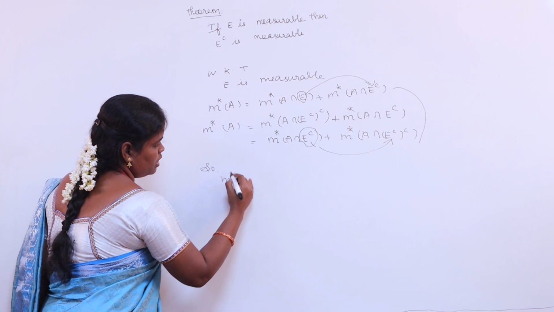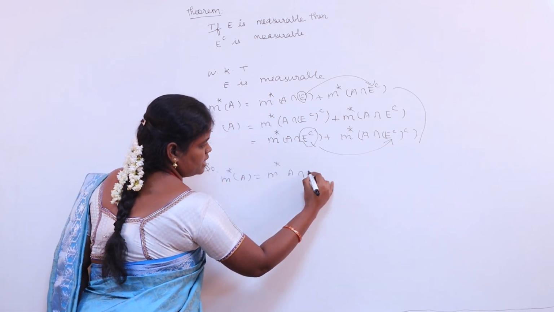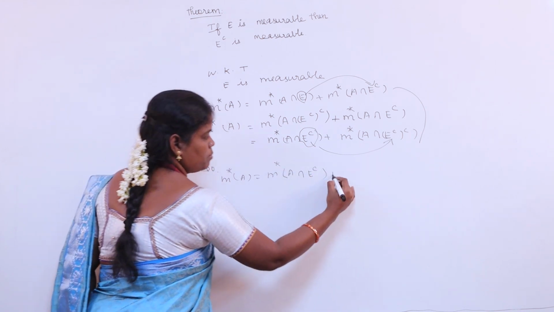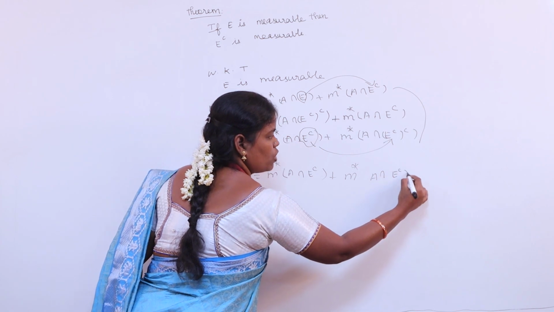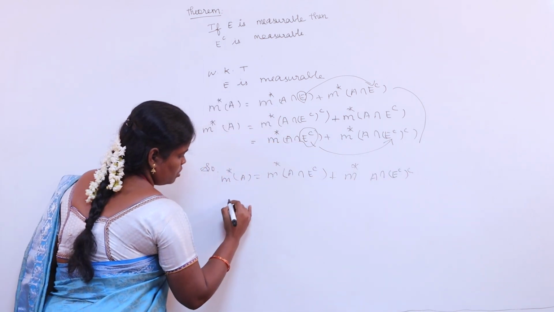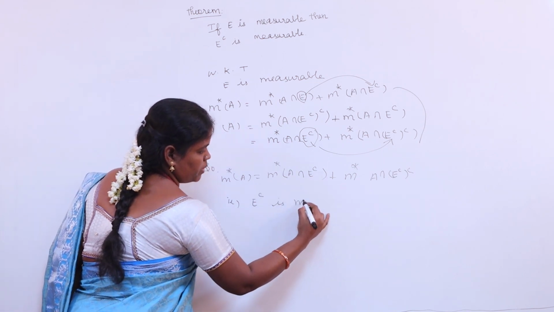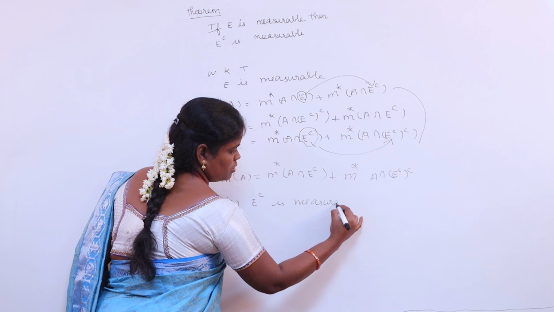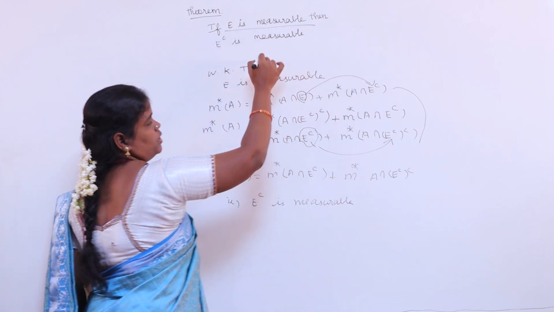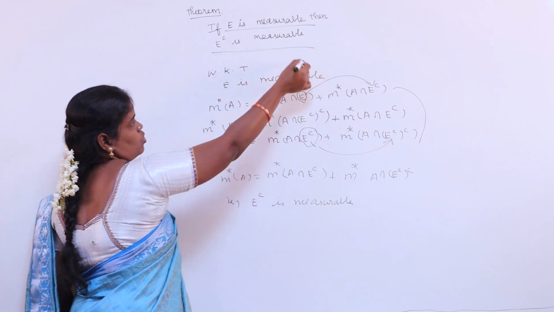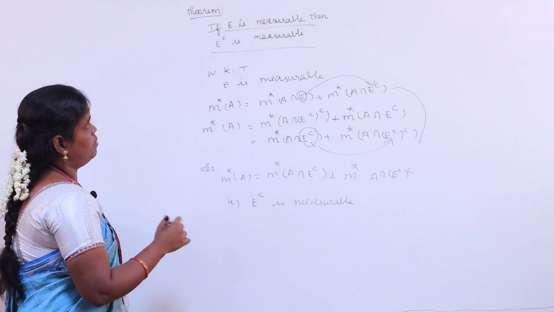You have to write M star of A is equal to M star of A intersection E complement plus outer measure of A intersection E complement whole complement. For that you have to say E complement is measurable. This you have to prove: if E is measurable, E complement is also measurable. Next you have to see some more theorems.